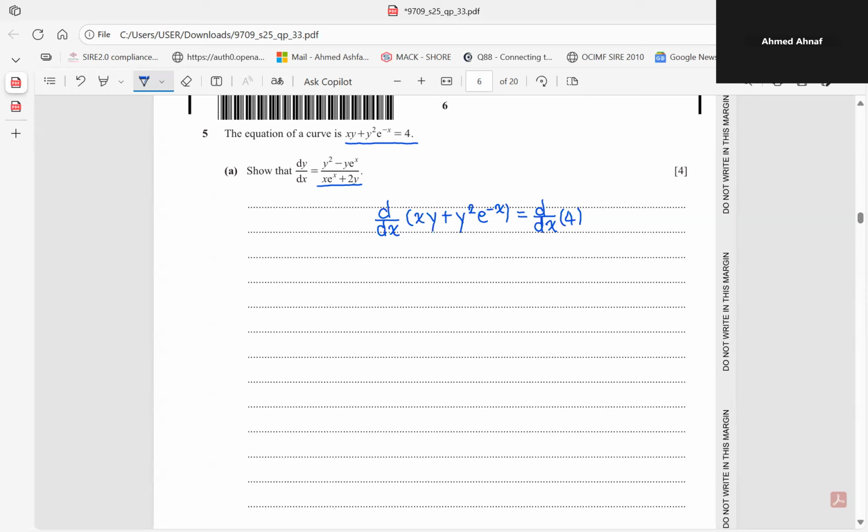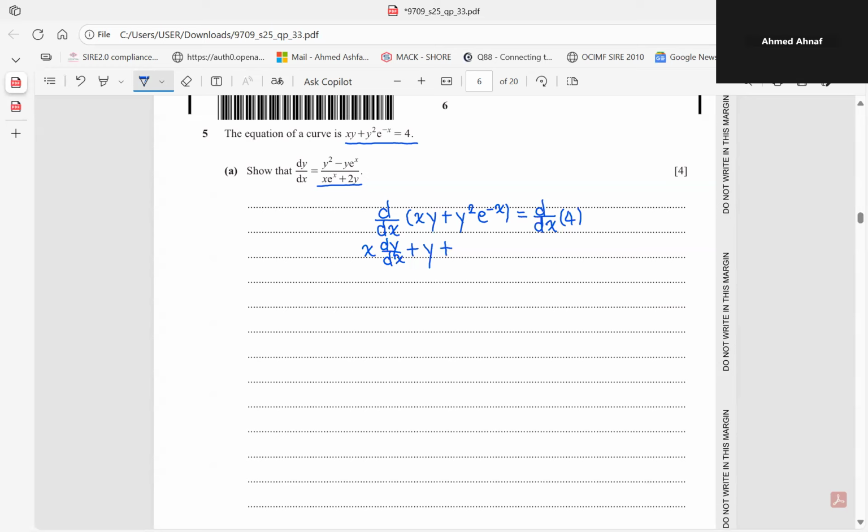Now we're going to differentiate xy first. To do that, we're going to use our product rule. To differentiate xy, we'll first keep x and differentiate y with respect to x. So this would give us x dy/dx, plus we differentiate x, that's 1, and we keep y, so plus y.